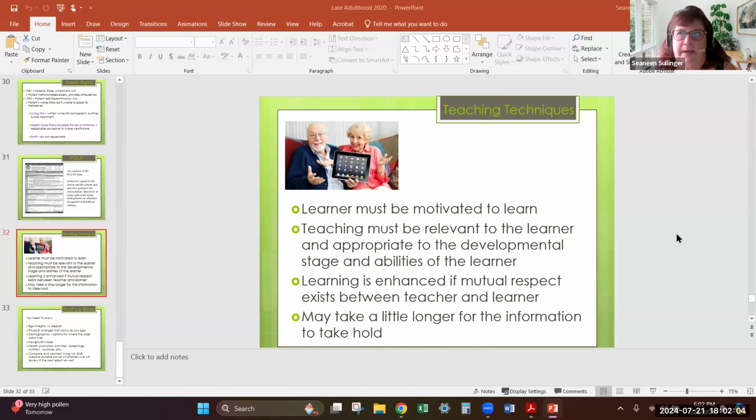And sometimes we might have to be creative about how we do the education, because it may take a little bit longer for them to totally hold on to the information that we're giving them. So even if you're talking about their healthcare, things to do, safety things, they may forget what you are telling them. And so you may need to repeat or find other ways to remind them.